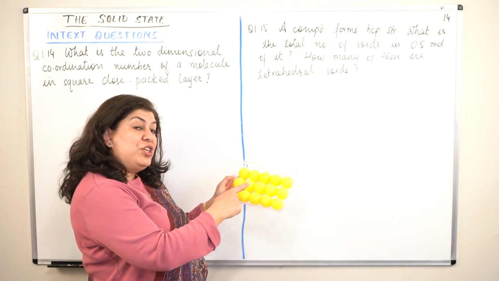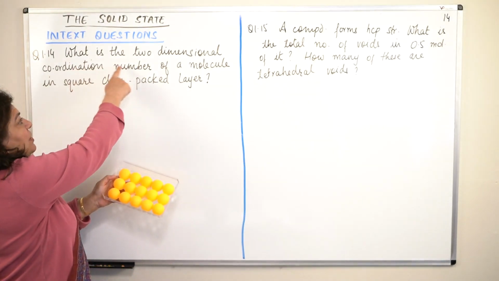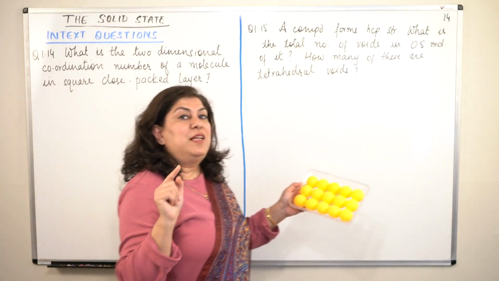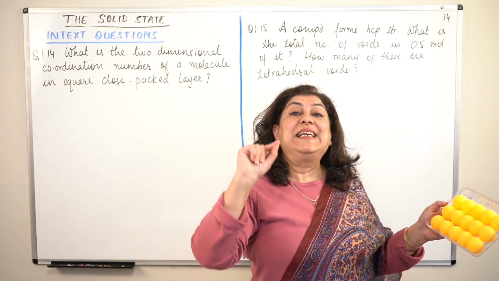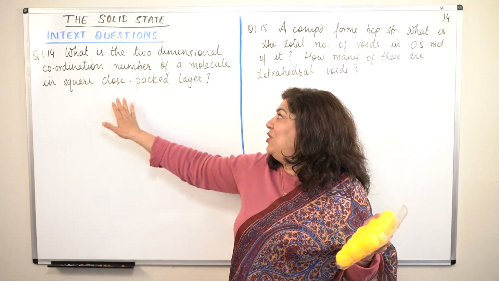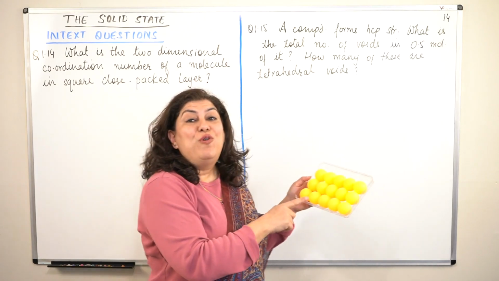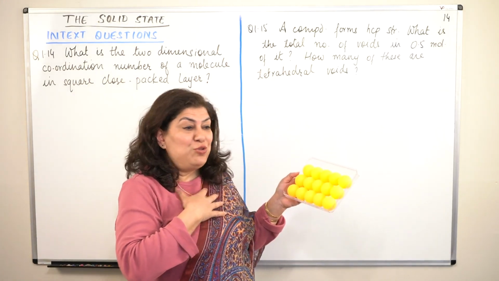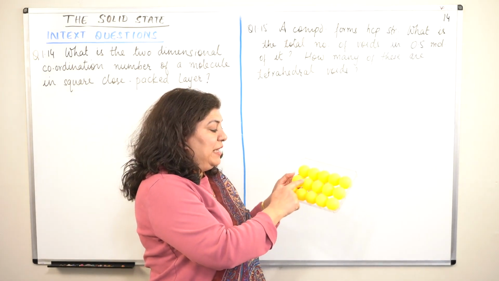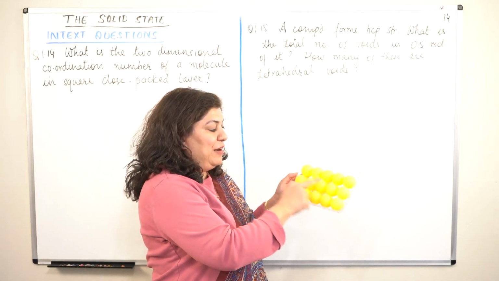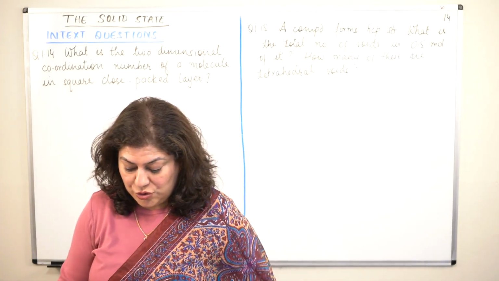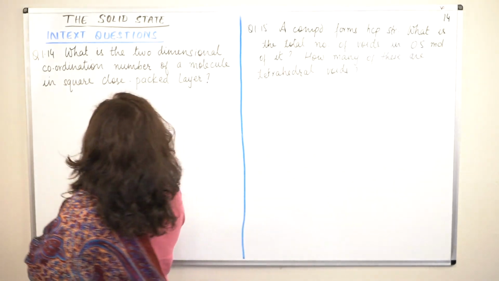So, what is the two-dimensional coordination number? Coordination number means the number of molecules that it is directly touching. So, the coordination number of a molecule in a square close-packed layer would be 4. You would be tempted to think it is 8, while it is not. It is actually touching only 1, 2, 3, and 4. So the coordination number is 4.